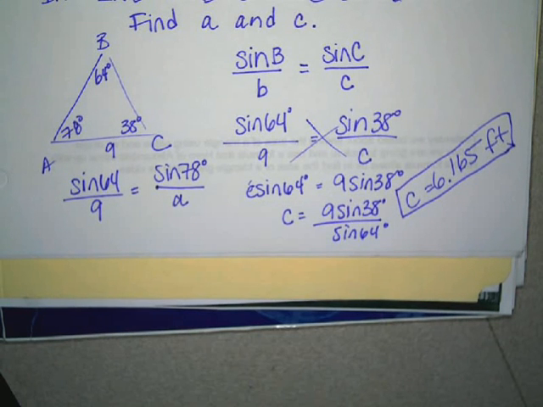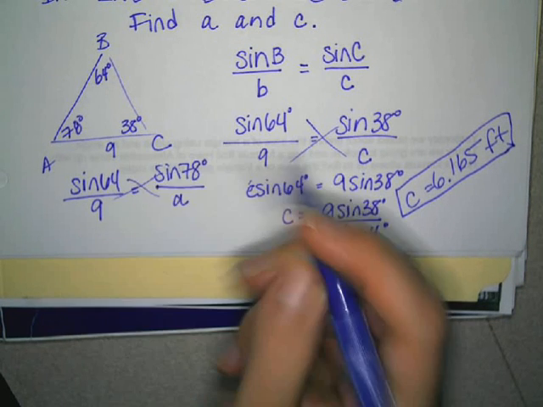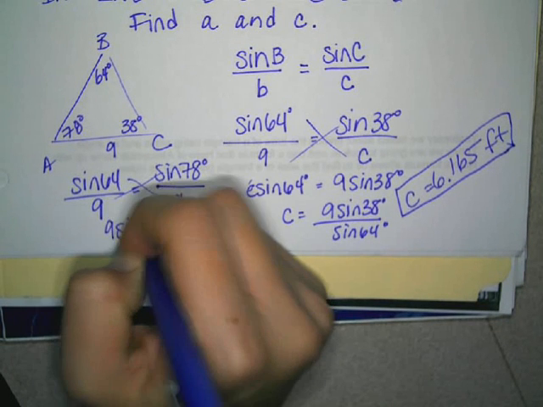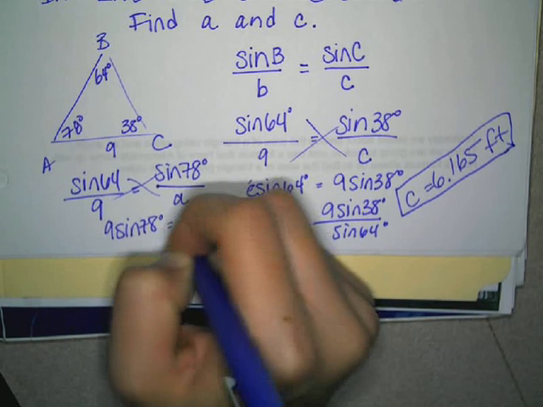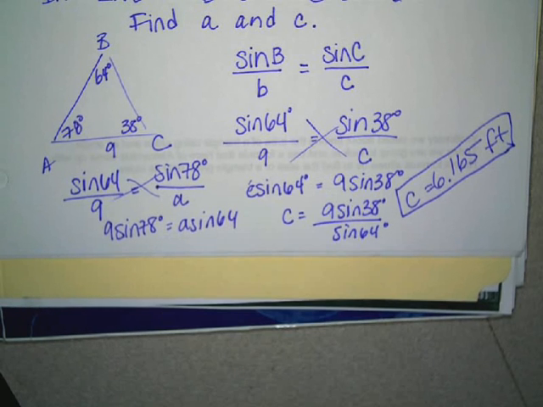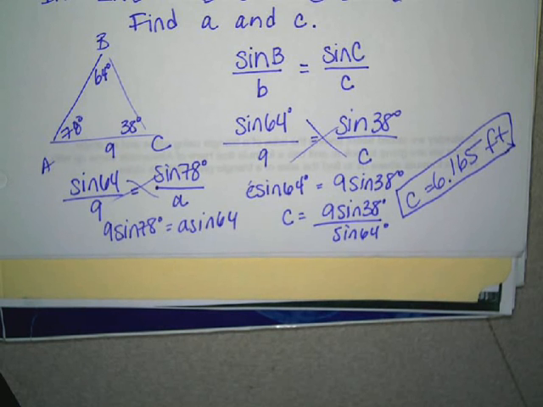And then isn't it just doing the same thing? Cross multiplying? So you get 9 sine of 78 equals A sine of 64. And then it's just punching it out. So 9 sine 78 divided by sine of 64.